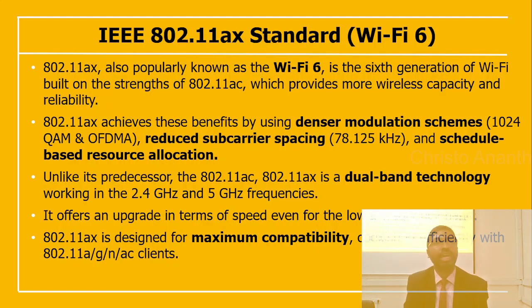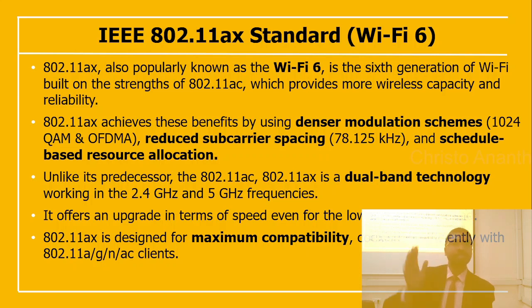Wi-Fi 6, 802.11ax. So it's called Wi-Fi 6. It's the 6th generation of Wi-Fi, built on the strengths and advantages of 802.11ac, which provides more wireless capacity and more reliability. So 11ax achieves the benefits by using denser modulation schemes, which means 1024 QAM, and orthogonal frequency division multiple access, reduced subcarrier spacing, 78.125 kilohertz, and schedule based resource allocation.